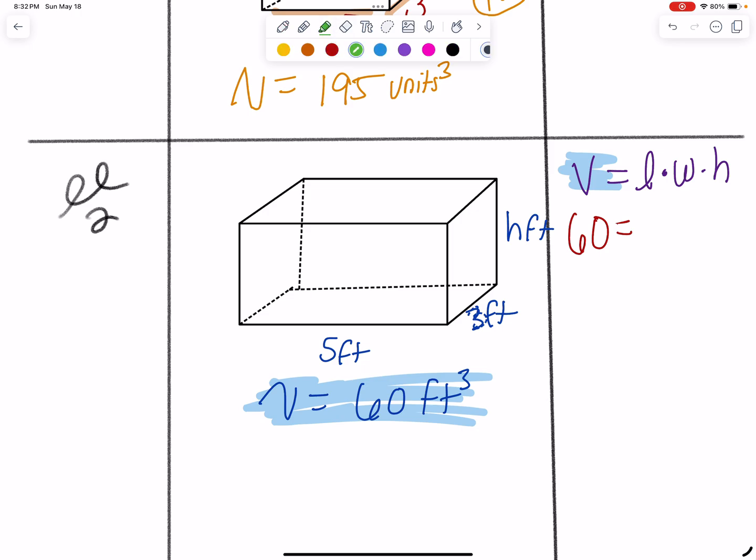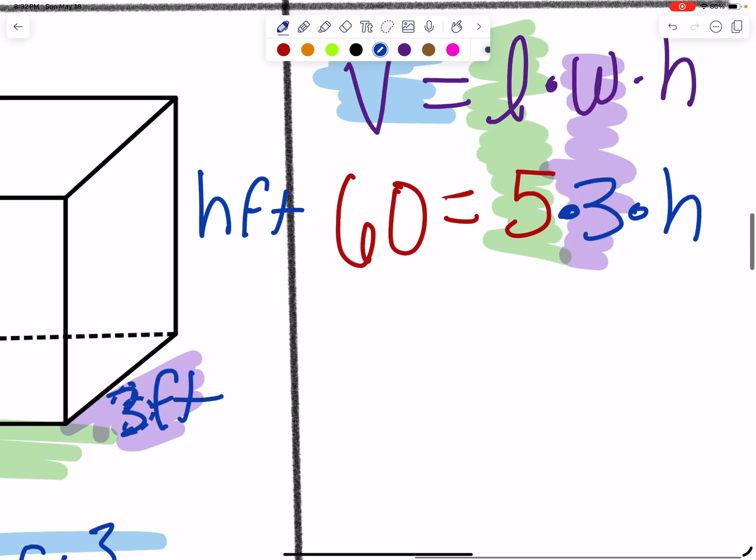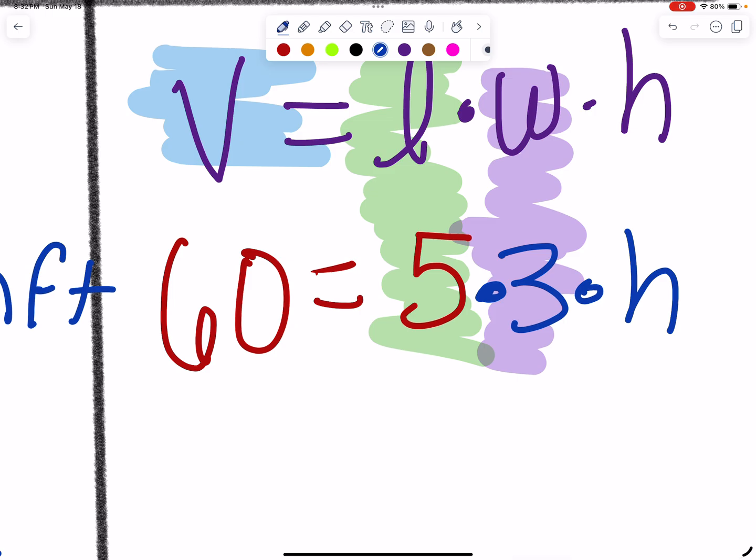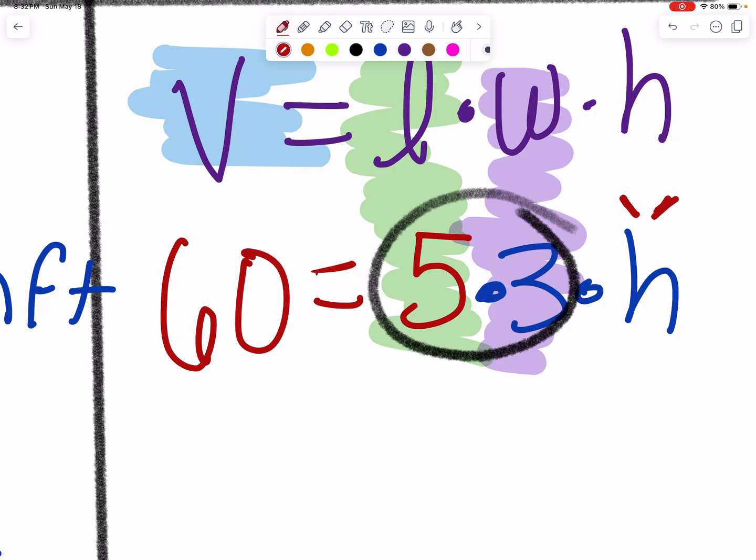And I know that my length is right there. So my length is going to be 5. And I know that my width is right here. And the width is going to be 3. Multiply, multiply. H is going to be your grumpy gills, okay? We are trying to find a side given the volume. So first what I'm going to do is 5 times 3, which is 15.